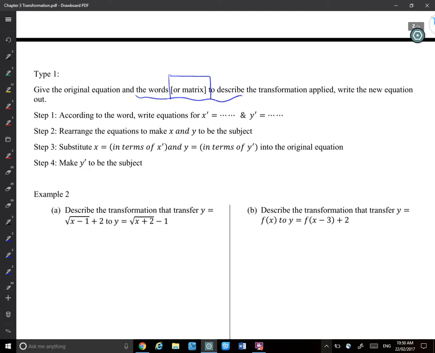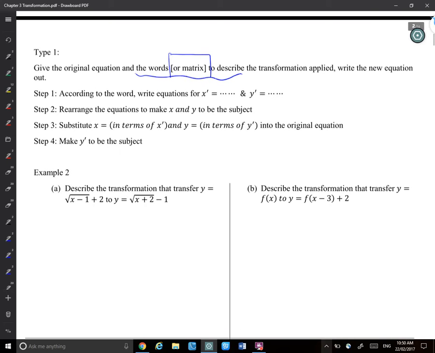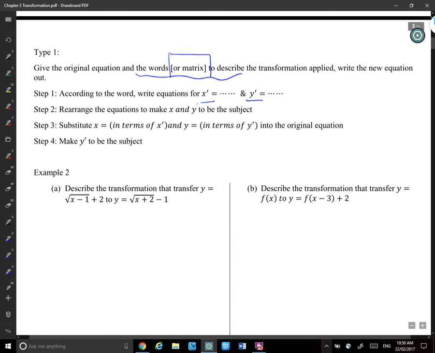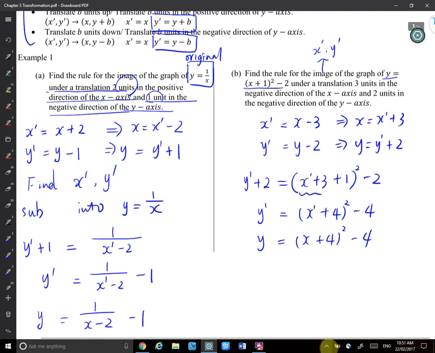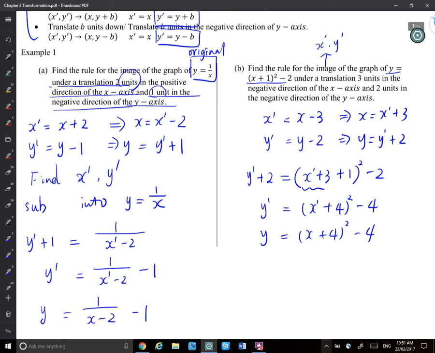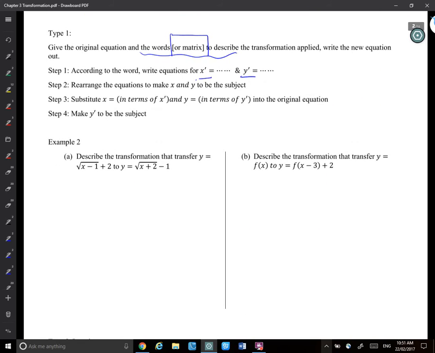Okay, it gives you the original one, gives you what kind of transformation has been applied, and asks what the resultant function is. So step 1 will be, according to the words, write out the equation: new x equals what, new y equals what. The second step will be to rearrange the equation to make x and y the subject. Number 3 will be to substitute x in terms of x dash and y in terms of y dash into the original function, and then make y dash the subject to find the new equation. Okay, that's type 1, which we have done originally here, example 1. Okay, that's the question in example 1. So example 1 is a type 1 question.